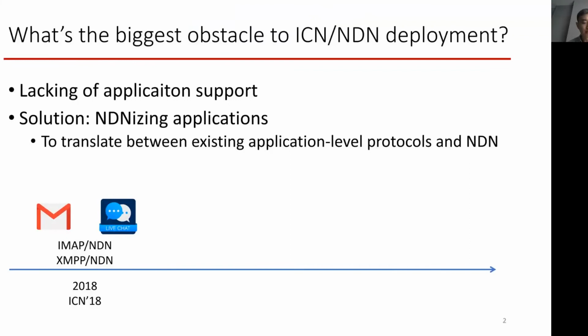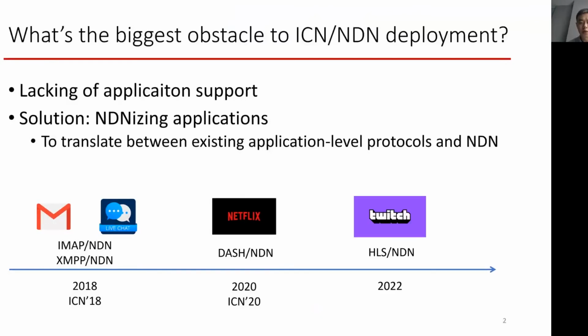In 2018, we translated IMAP and NDN, XMPP and NDN for email applications and instant chat applications. In 2020, Chavoosh translated DASH and NDN for on-demand video streaming. This year, we translated HLS and NDN for live streaming over NDN. This work is on top of the latest work.